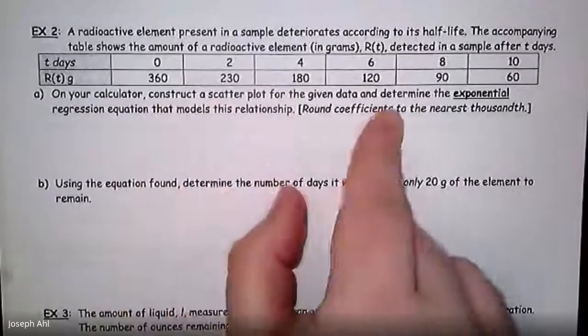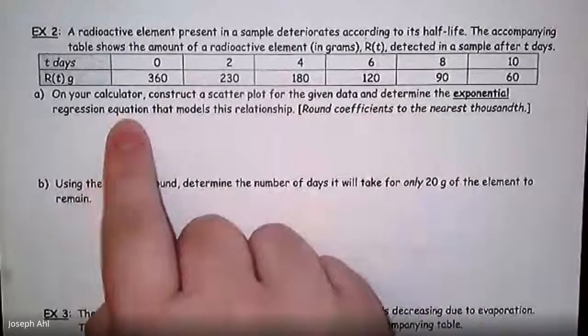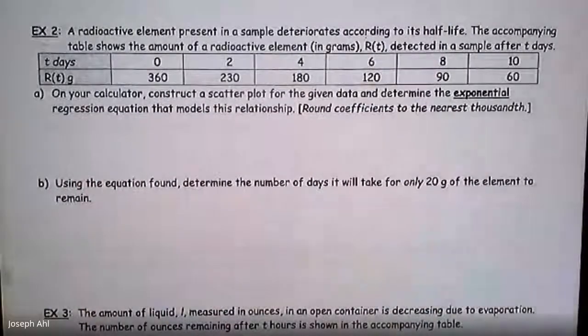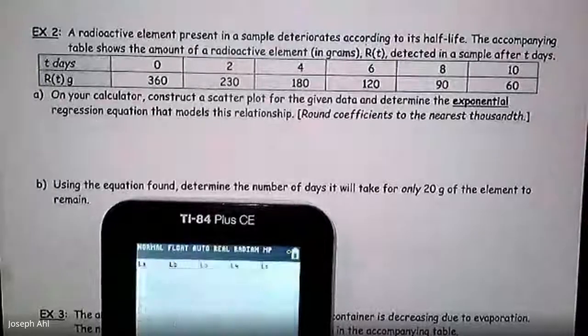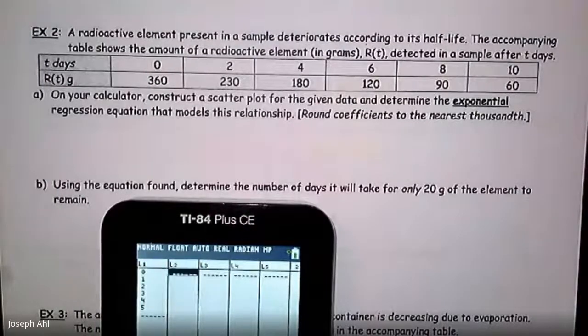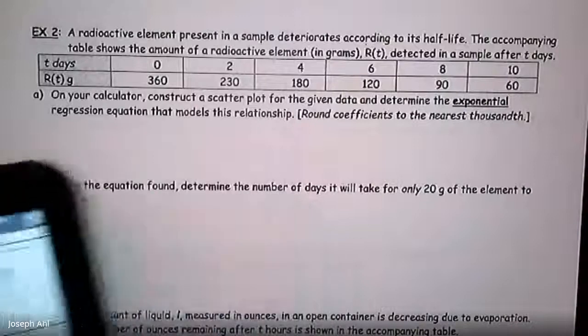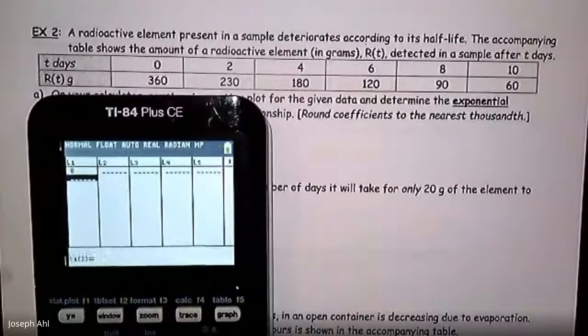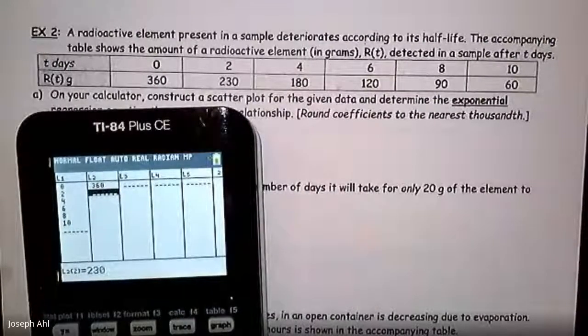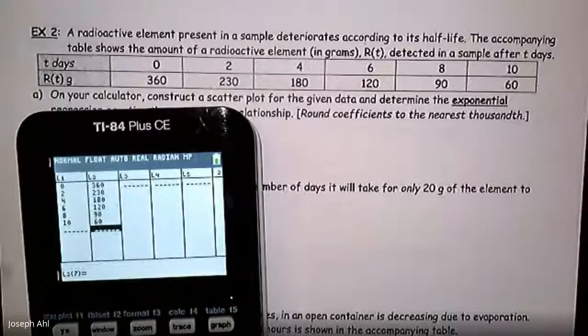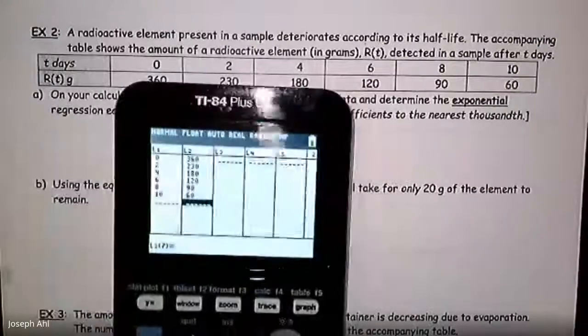So we're going to get a scatter plot going and determine the exponential regression equation that models this relationship rounded to the nearest thousandth again. So go ahead and edit your list 1 and your list 2 here. Okay, clear that out. So we've got 0, 2, 4, 6, 8, 10. And then we've got 360, 230, 180, 120, 90, 60.